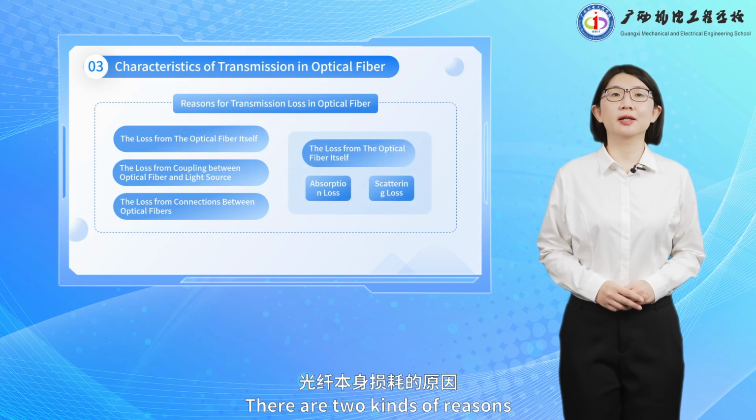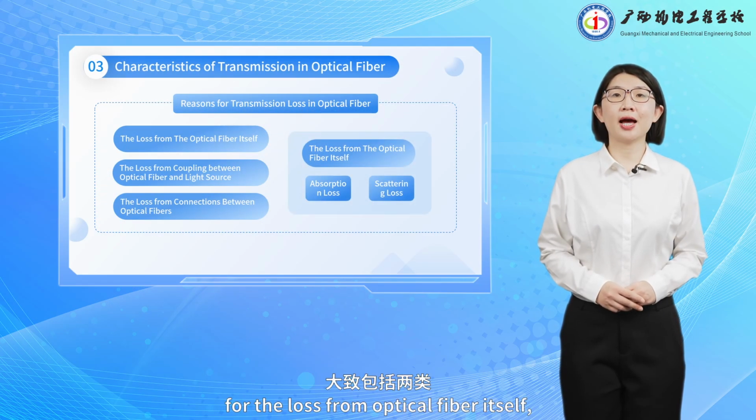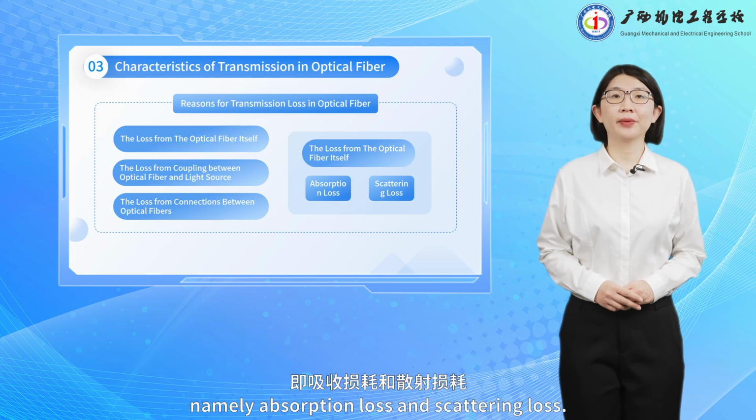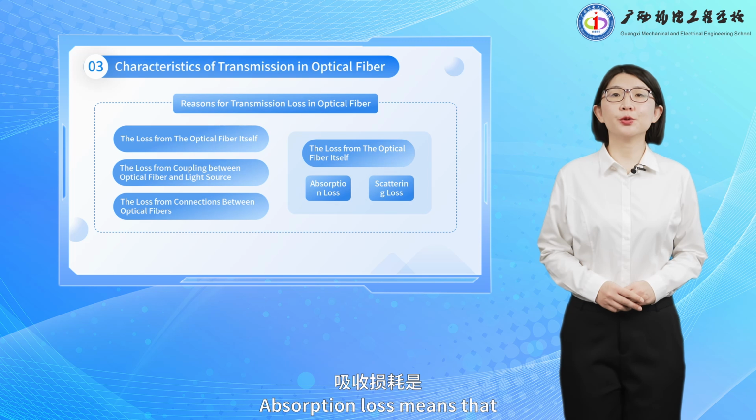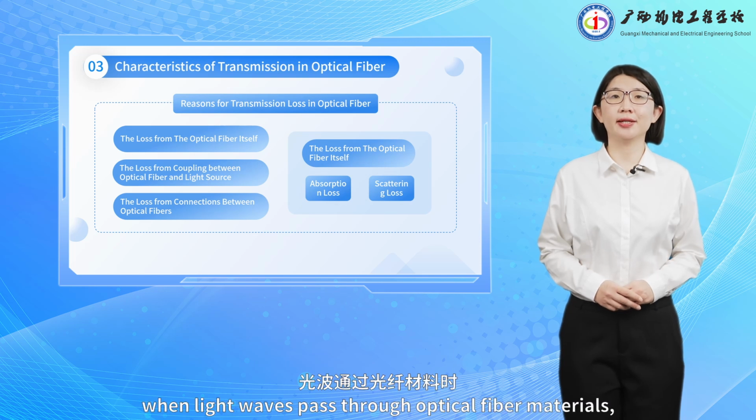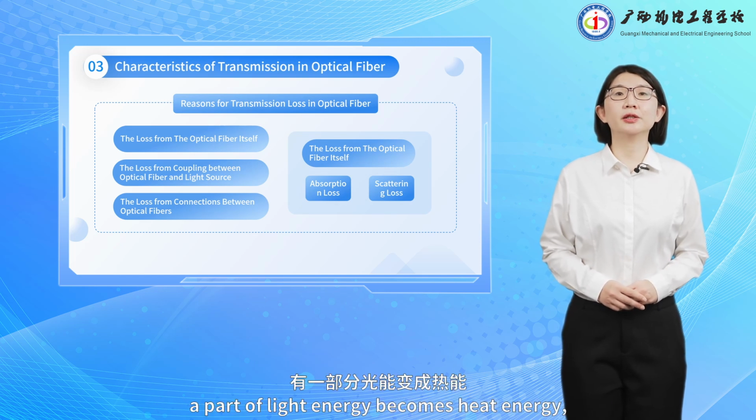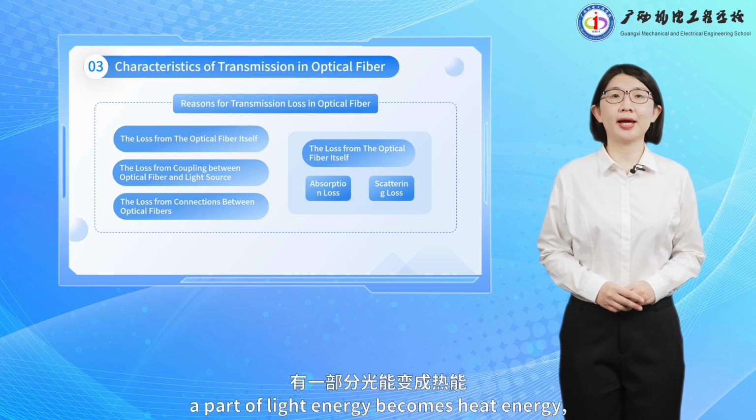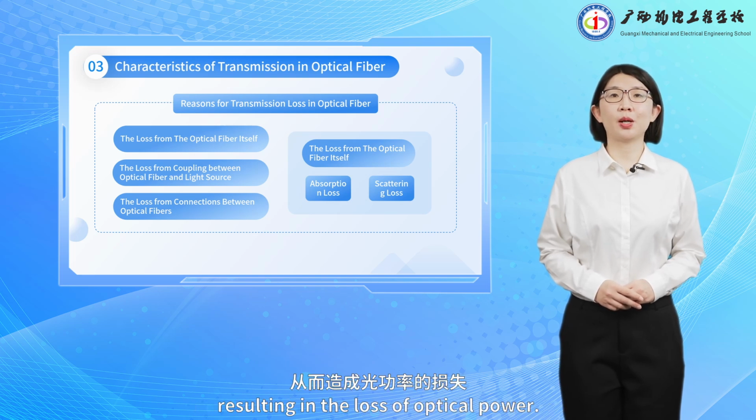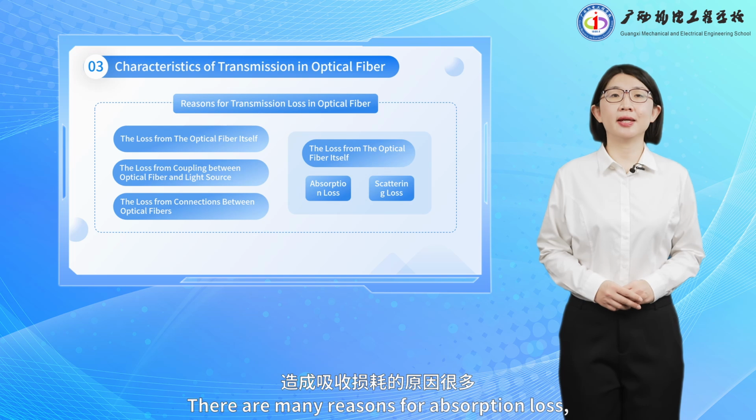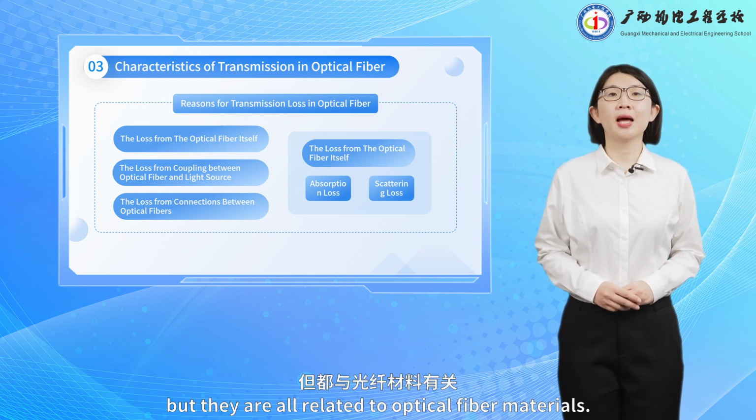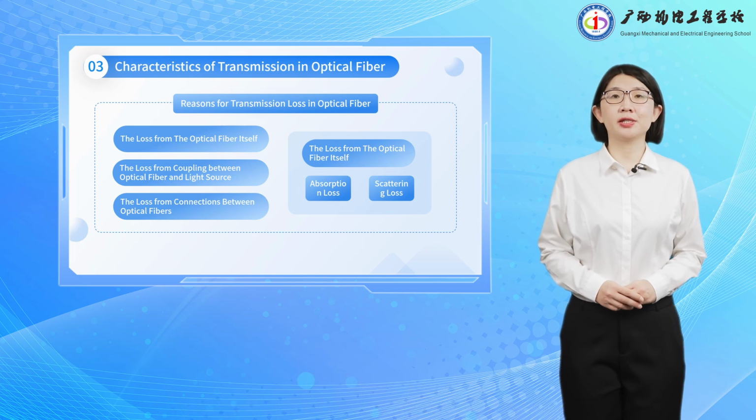There are two kinds of reasons for the loss from optical fiber itself, namely absorption loss and scattering loss. Absorption loss means that when light waves pass through optical fiber materials, a part of light energy becomes heat energy, resulting in the loss of optical power. There are many reasons for absorption loss, but they are all related to optical fiber materials.